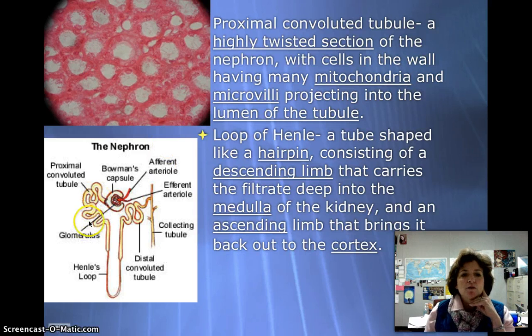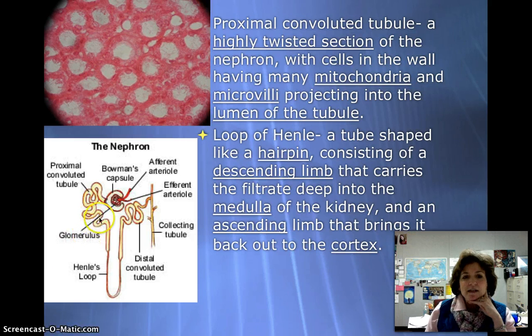So then it goes from the proximal convoluted tubule down to the loop of Henle. I've always thought the loop of Henle was fun. So as we saw in that other picture, some loops are long and some are short. And we're going to talk a little later about, in different animals, what the difference is in those two. So the loop of Henle has this hairpin turn.